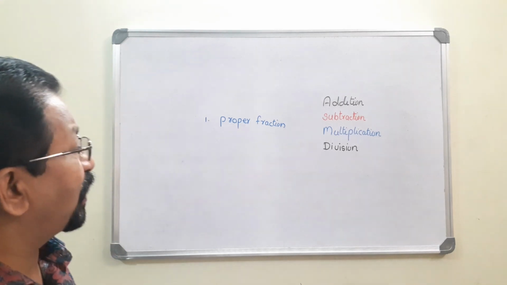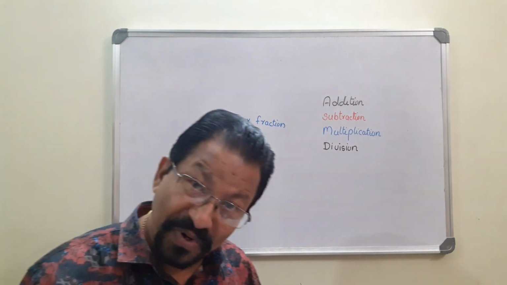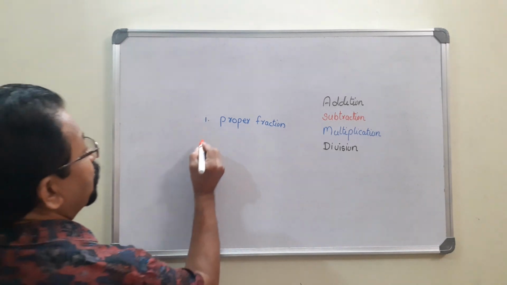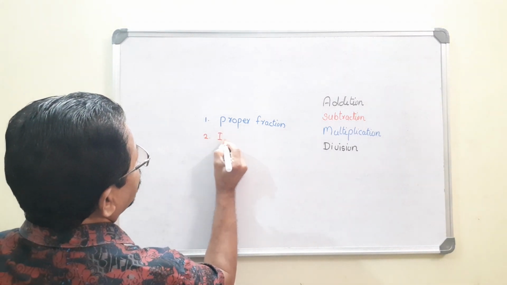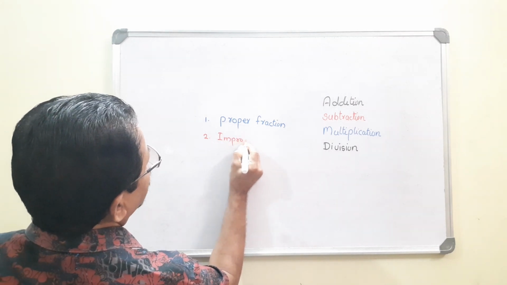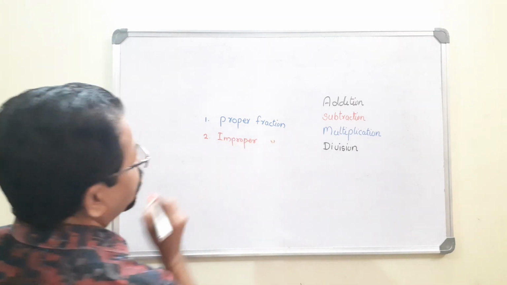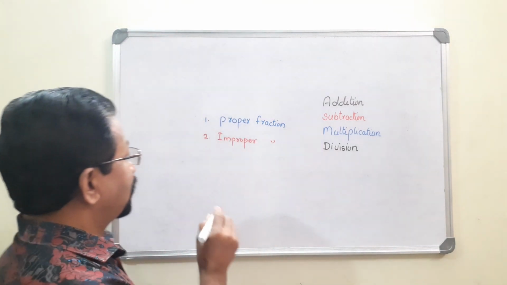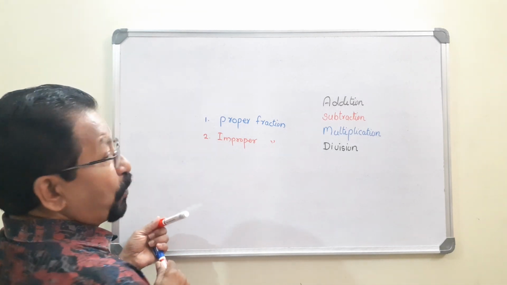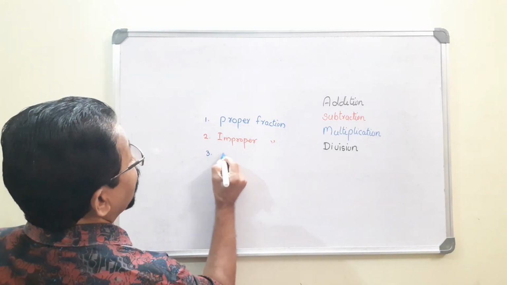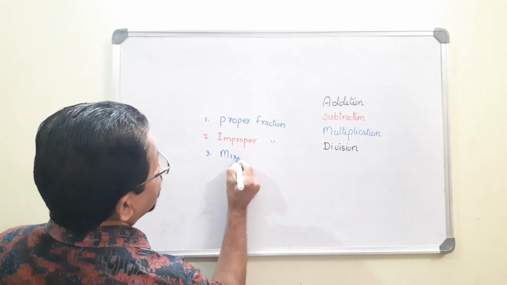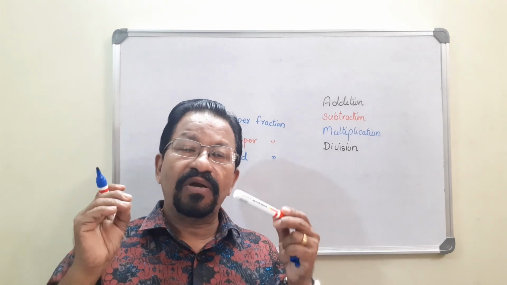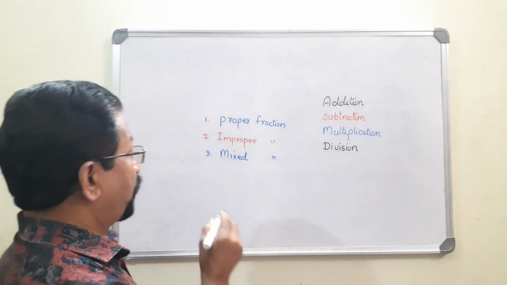Now the second one: if the first one is proper, what can the next one be? Improper fraction. Improper, not proper. That is improper fraction. Then what about the third one? The third one is known as mixed fraction or mixed number. We can call it a mixed fraction, or we can call it a mixed number also.